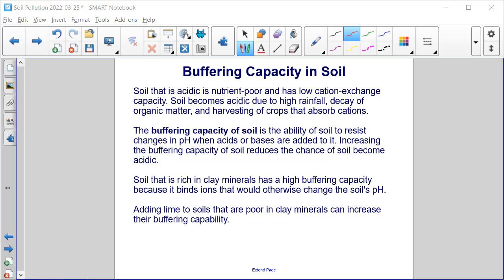Soil that is rich in clay minerals has a high buffering capacity because it binds ions that would otherwise change the soil's pH. Adding lime to soils that are poor in clay minerals can increase their buffering capacity.